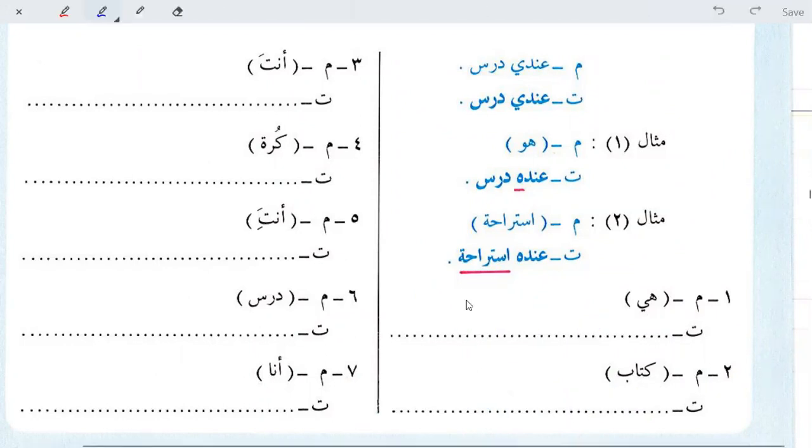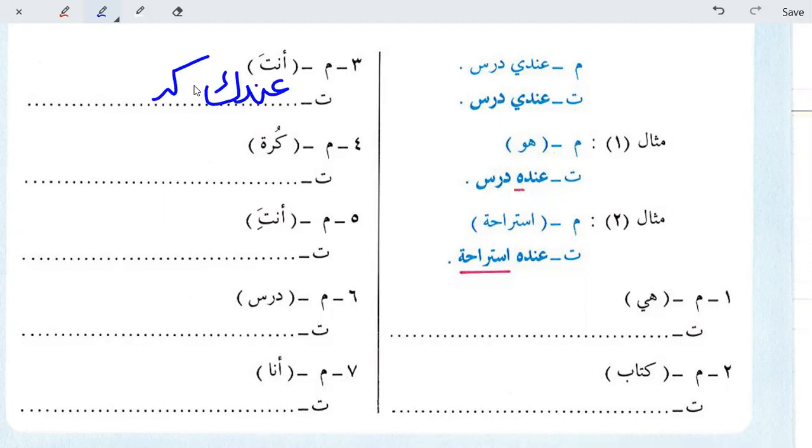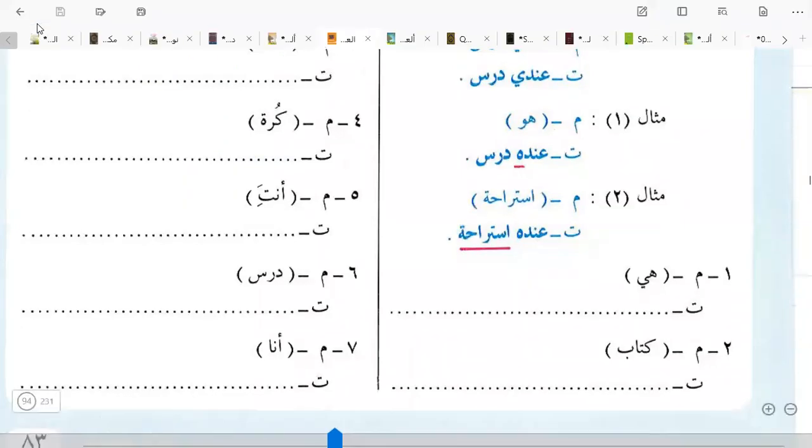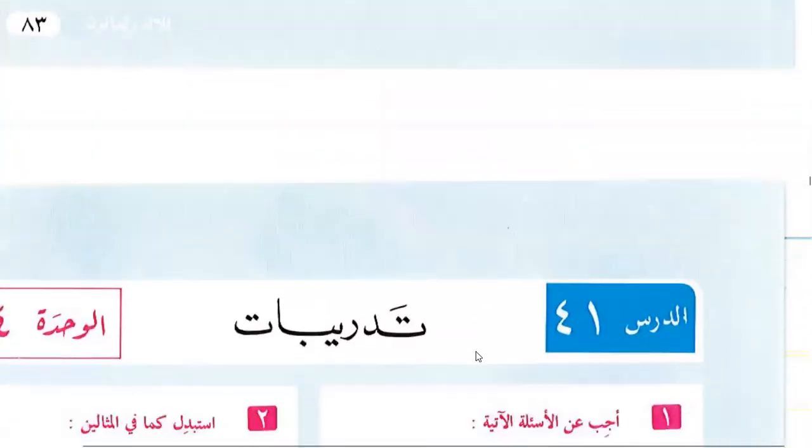Then next you have anta. Do you know what is the mansub, majrur form of anta? Ka. Yes, ka. So what is the sentence here? Indaka kitab. Correct. Indaka kitab. Then next, indaka kurra, meaning you have a ball. So the rest of these sentences are your homework.